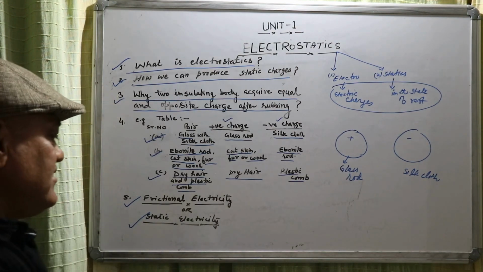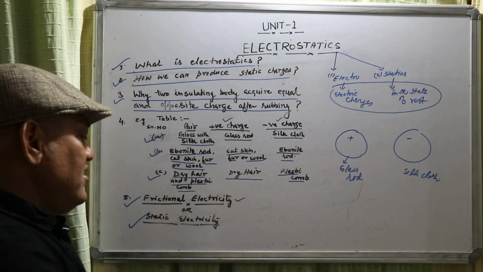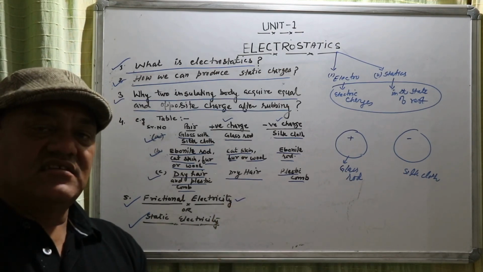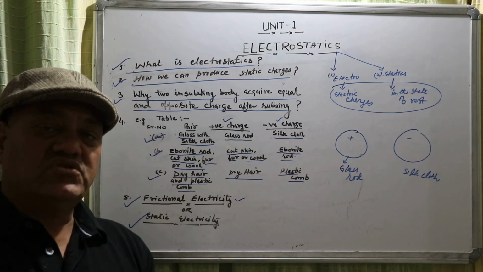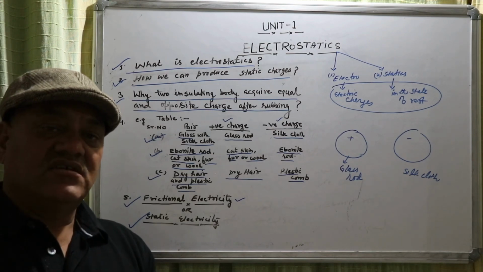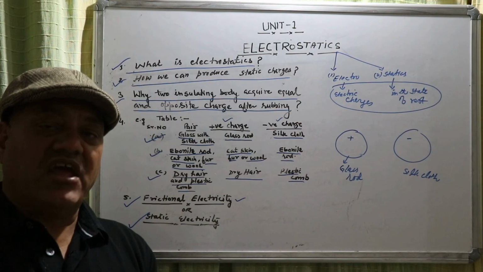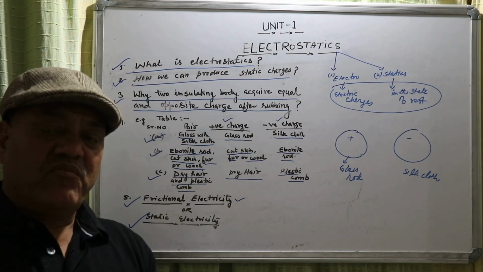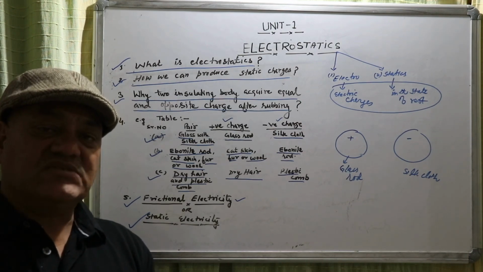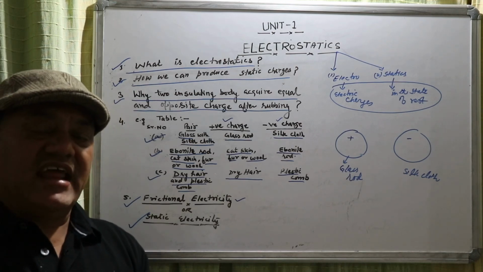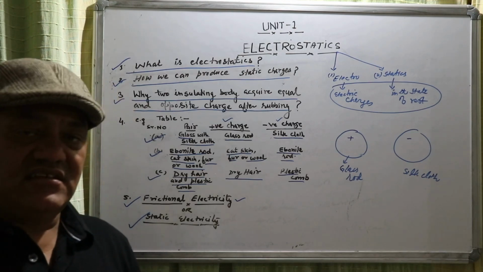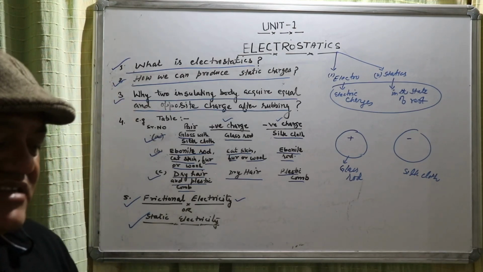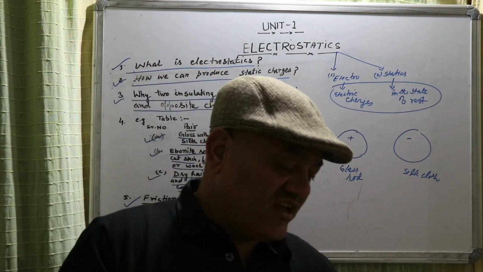Hence we can define frictional electricity is that electricity which is produced on the bodies due to friction between them, and this electricity is produced by the static charges, and hence it is also known as static electricity.